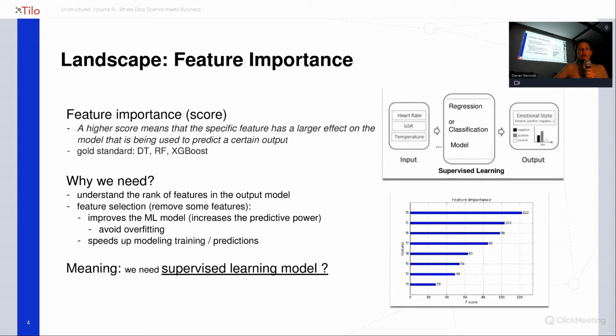And why is it interesting to calculate this feature importance? So we can understand the rank of the features in the model and do what sometimes is really important, which is feature selection. When you have a bunch of columns and you want to understand which ones are the most impactful, you can remove redundant or collinear ones, avoid overfitting of the model, and this really speeds up the model training and predictions.